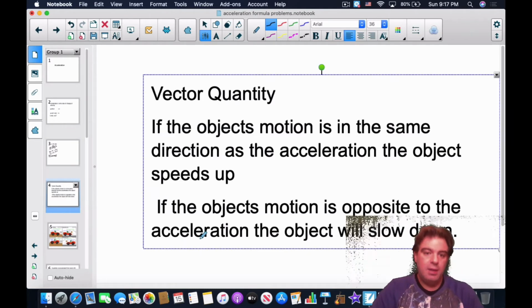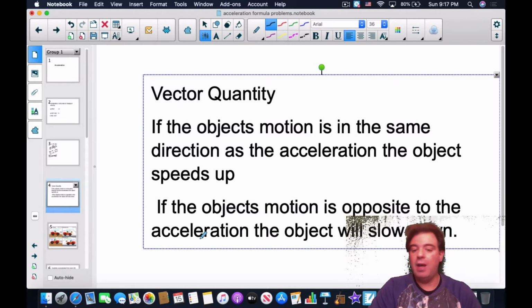As we just said, it is a vector quantity. So what does that mean? One of the concepts that you have to understand is this. If the object's motion is in the same direction as the acceleration, then the object is going to speed up. However, if the object's motion is opposite to acceleration, the object will slow down.